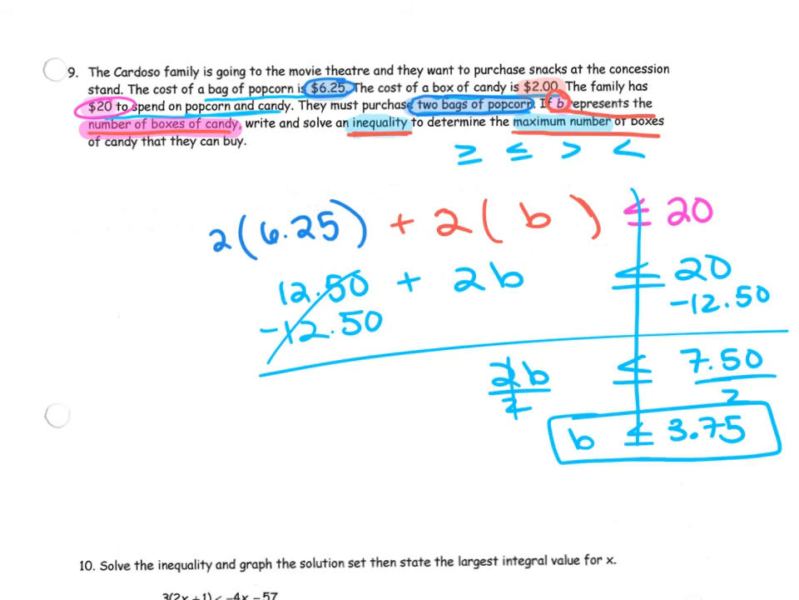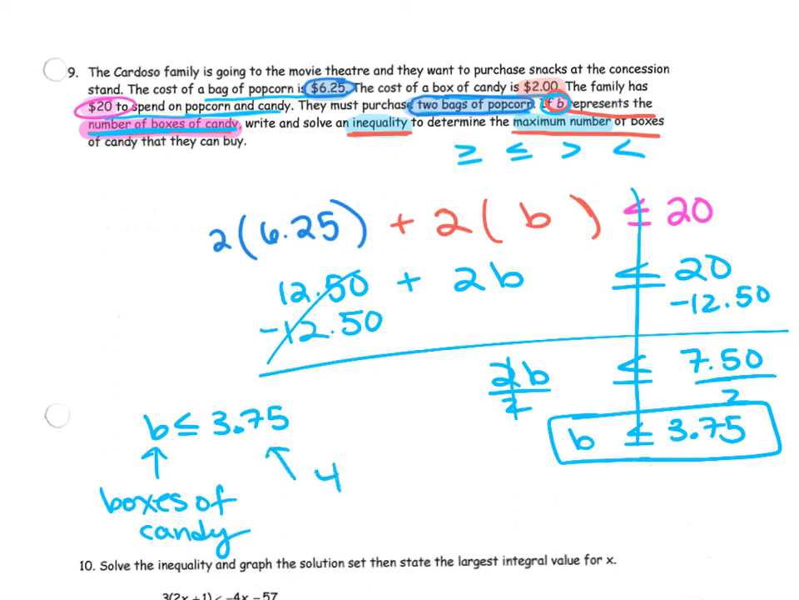All right, so there I solve for B. I have B is less than or equal to 3.75. Now remember, B is talking about the boxes of candy. Can I have 3.75 boxes of candy? No. Could I have 4? Well, okay, yes, you can have 4 boxes of candy, but is that going to fit this inequality?